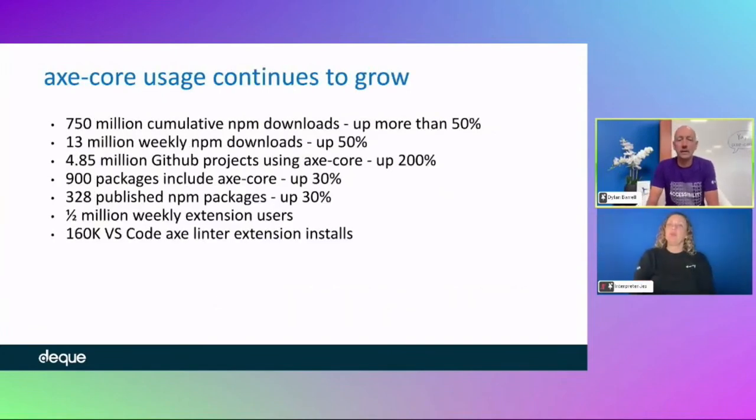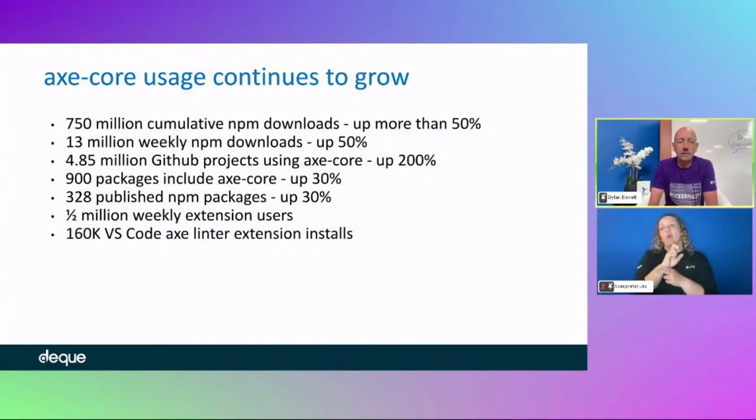So Axe Core over the last year, as I alluded to in the keynote, has really seen a great uptake. We've reached 750 million cumulative NPM downloads. That's up more than 50% since this time last year. We're at 13 million weekly NPM downloads, also up about 50% since last year. We have 4.85 million GitHub projects using Axe Core. That's up over 200% since last year.